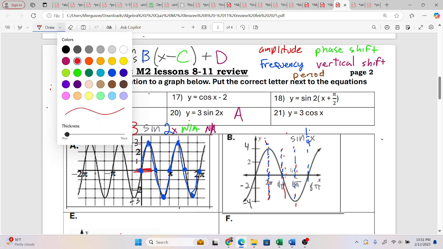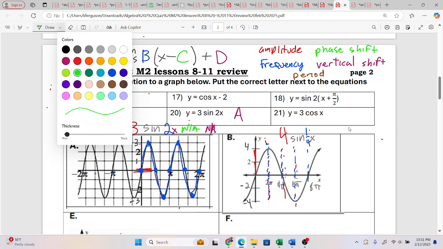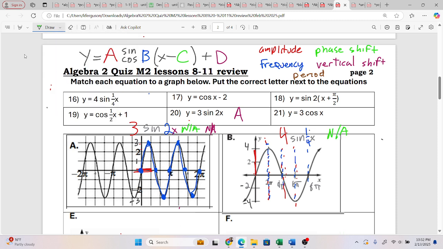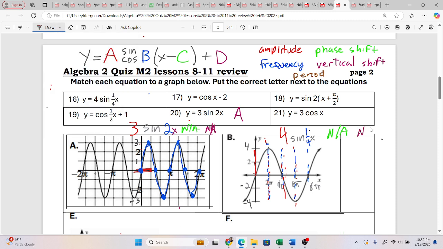Amplitude, if that's the midline, remember that sine starts at the midline. So if that's the midline, I count up to the highest point. That's 2, 4. So my amplitude is 4. Now, because I'm dealing with sine and it's at the origin, that should mean that there is no phase shift and no vertical shift because it's starting at the origin.